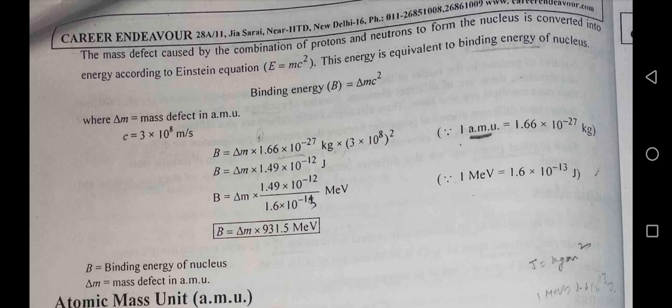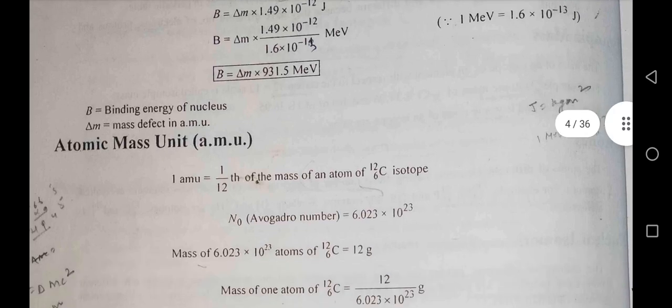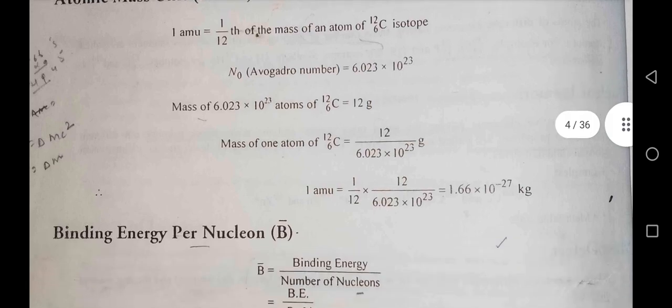Binding energy is equal to Δm c². Δm is equal to the mass defect in atomic mass unit. c is equal to 3 × 10^8 meter per second. And B is equal to Δm × 931.5 MeV. B is equal to the binding energy of the nucleus. Δm is equal to the mass defect in atomic mass unit. Atomic mass unit is equal to 1/12th of the mass of an atom of the 6C12 isotope.